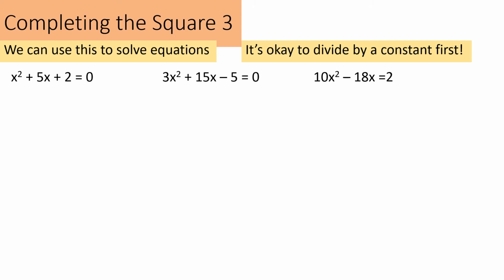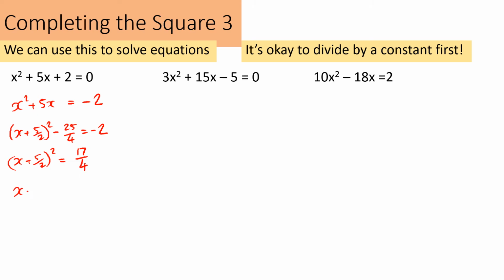So let's look at this first one. What we want to do is we want to get just the parts of the completing the square on one side. So we're going to subtract our 2. Then we're going to complete the square. So we're going to go to 5 over 2 squared minus 25 over 4. 5 squared over 2 squared is equal to minus 2. Then we're going to add across our 25 over 4, which will get us up to 17 over 4.